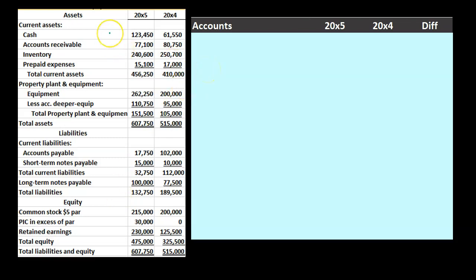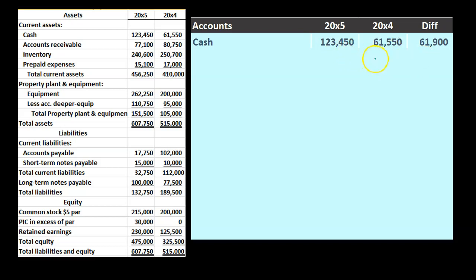So we're just going to go line by line, and again, we're not going to start with assets, we're not going to start with current assets, we're just going to start with the account of cash, and we're going to say, okay, 2000X5, 123,450, and 2000X4, 61,550, and then of course we will subtract those two, and we'll get to the difference, the change here being the 61,900, which is going to be this number minus this number.